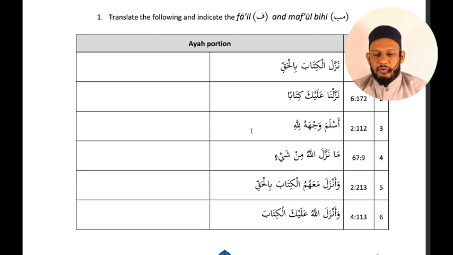Next one. Number 4. Ma nazzal Allahu min shay'in.